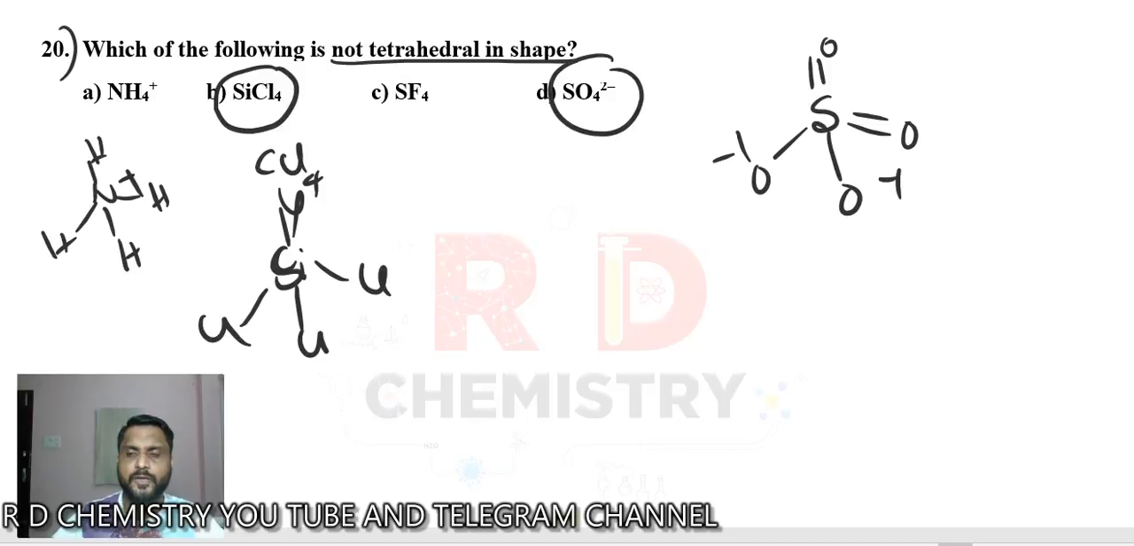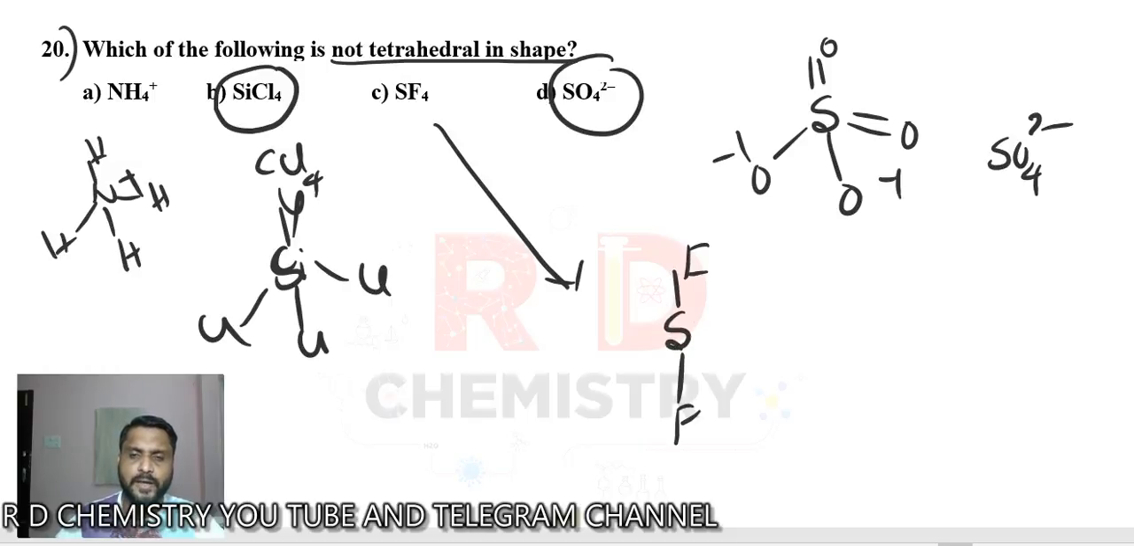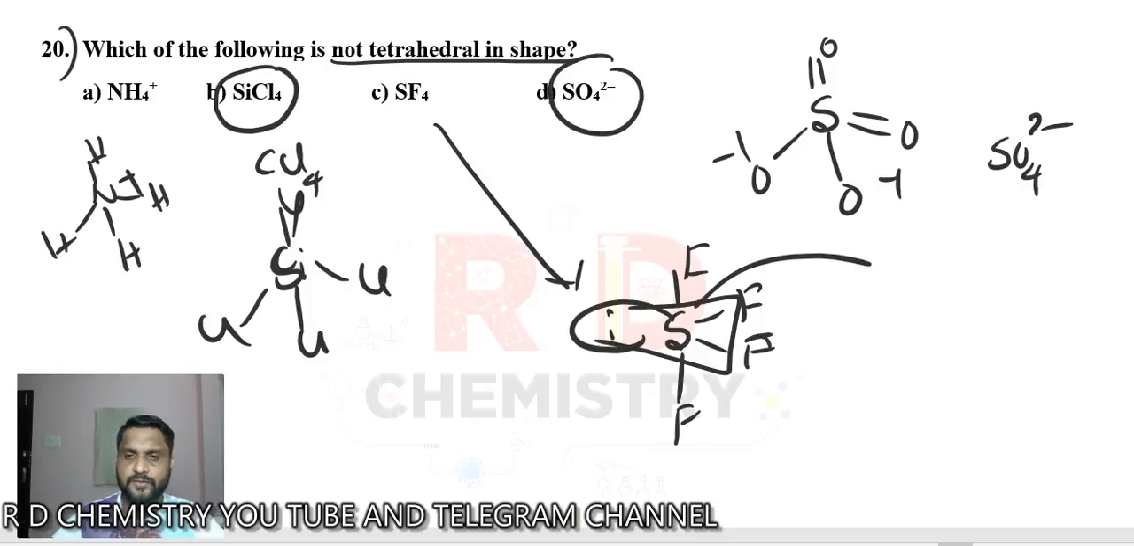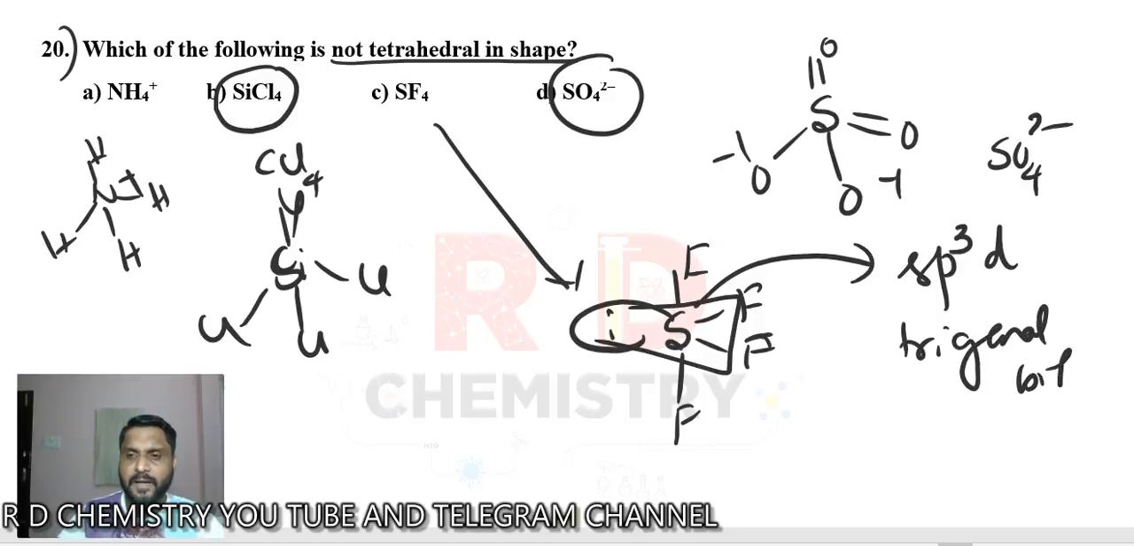minus 1, minus 1. So it is SO4 2-. And SF4 is sulfur attached to fluorine, fluorine, fluorine and fluorine like this. And there is one lone pair of electrons. So this is the geometry. If this is the geometry, it should be sp3d hybridization, trigonal bipyramidal. I'm speaking of the geometry.